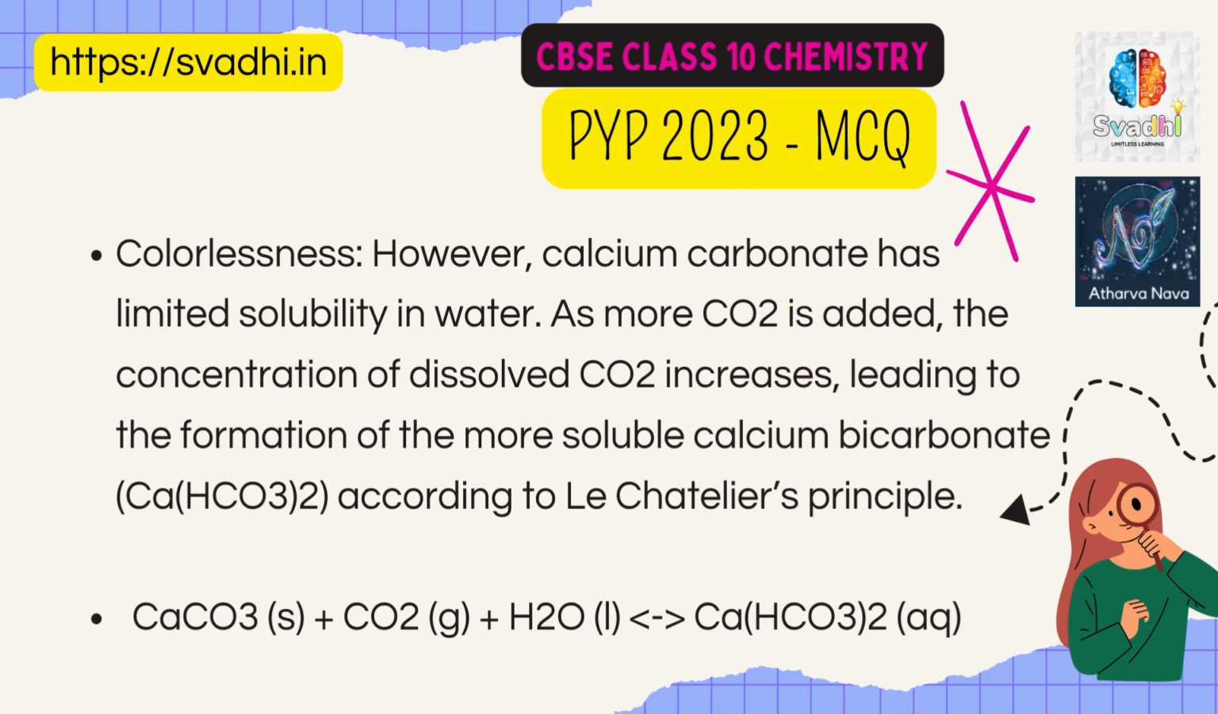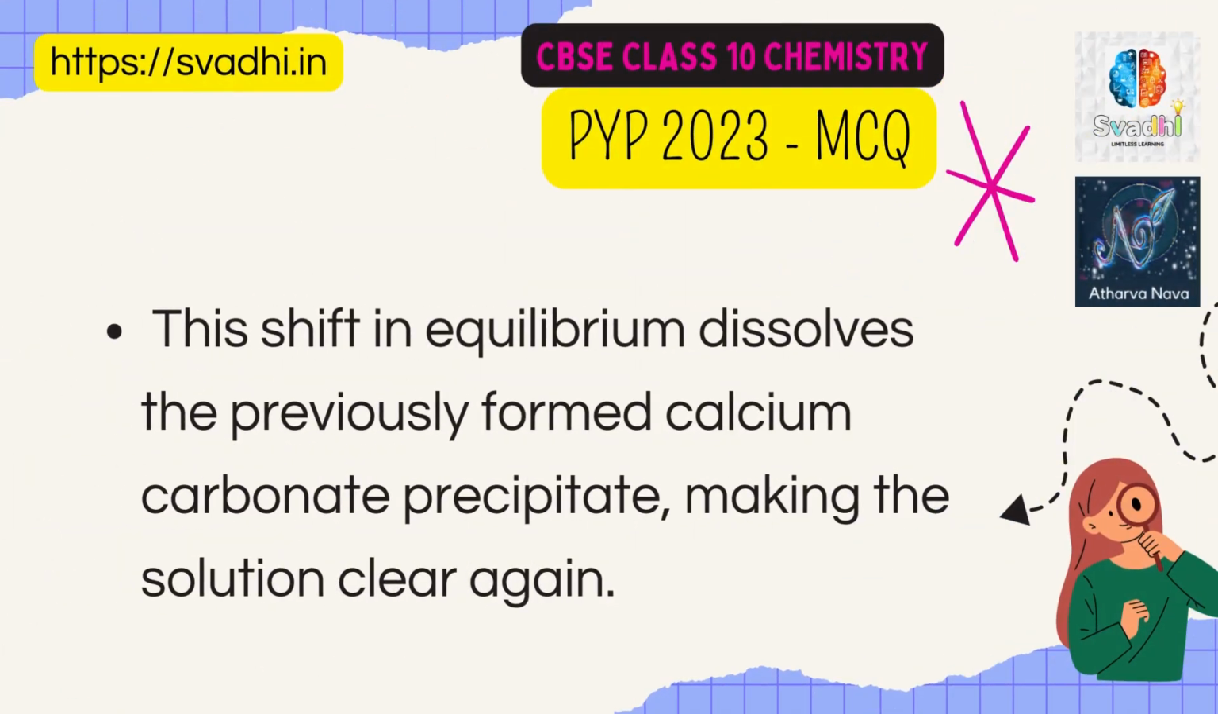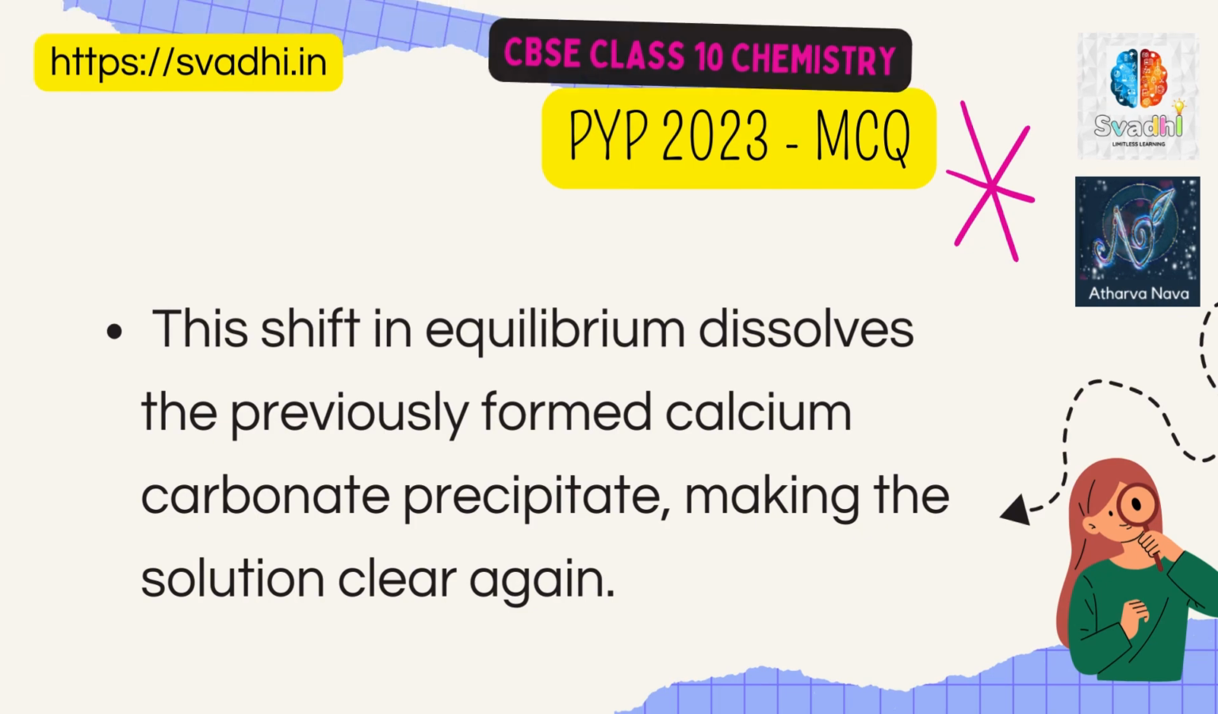As more CO2 is added, the concentration of dissolved CO2 increases, leading to the formation of the more soluble calcium bicarbonate, Ca(HCO3)2, according to Le Chatelier's principle. CaCO3(s) + CO2(g) + H2O → Ca(HCO3)2. This shift in equilibrium dissolves the previously formed calcium carbonate precipitate, making the solution clear again.